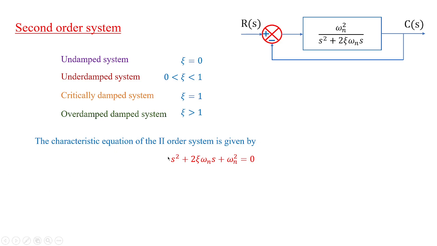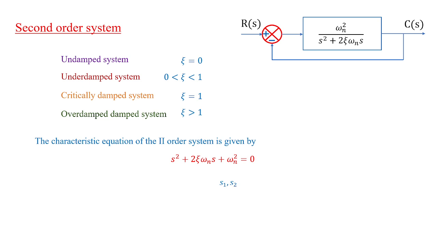First, let us concentrate on the characteristic equation. The denominator of the transfer function gives us the characteristic equation, given by s square plus 2 zeta omega n s plus omega n square equal to 0. This is in the form of a square plus 2ab plus b square.